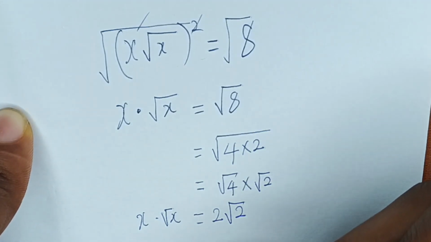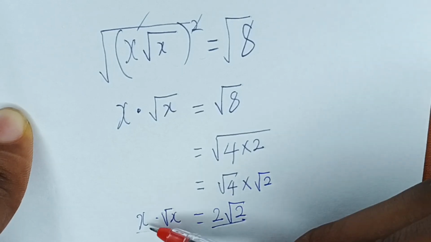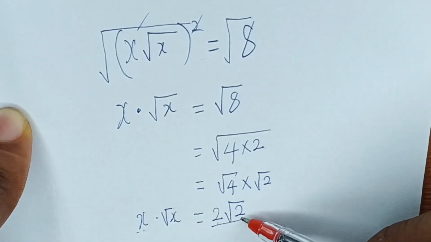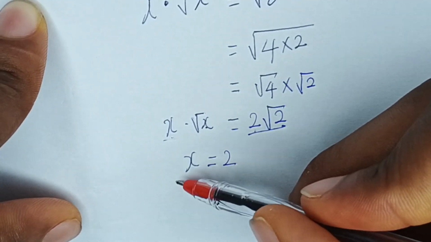Now you see, look at this and look at this. Any place you have x, you have 2. Any place you have x, you have 2. So it means that x is equal to 2.